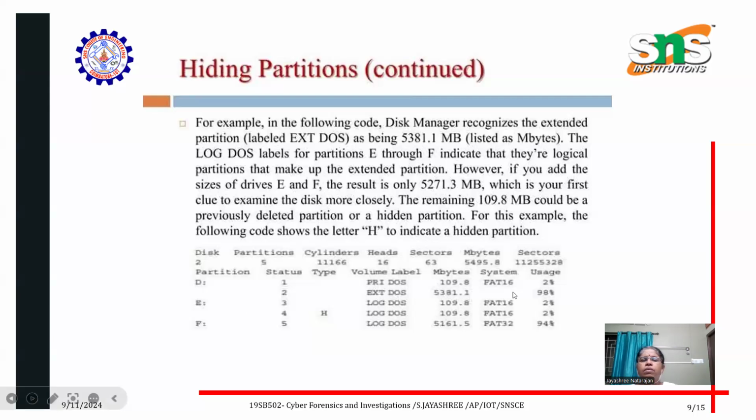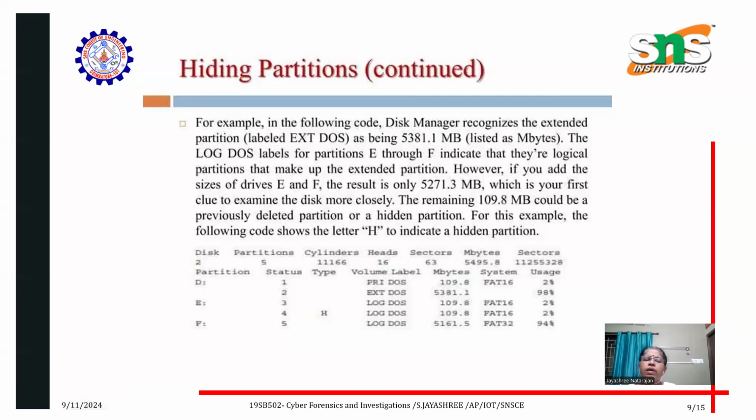As being 5381.1 MB, listed as megabytes. The log DOS labels for partitions A to F indicate that they are logical partitions that make up the extended partition. However, if we add the sizes of the drives E and H, it is only 5271.3 MB, which is your first clue to examine the disk more closely.